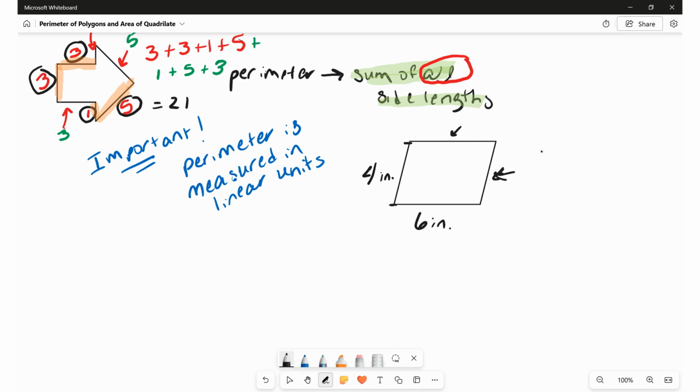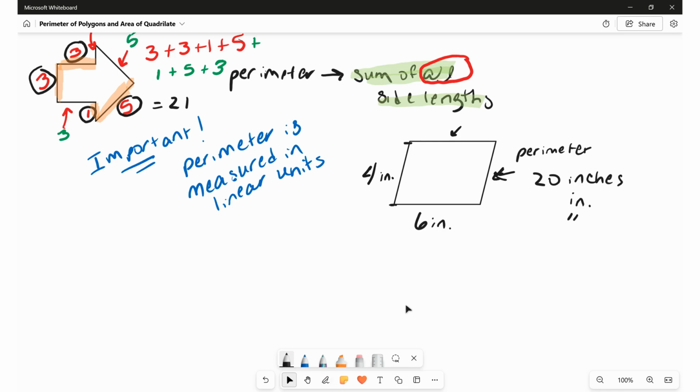So when it comes right down to it, the perimeter of this parallelogram is going to be 20 inches. Or you can abbreviate that IN, or sometimes you will see inches portrayed as a double quotation mark. All right. So that is extremely important to remember.